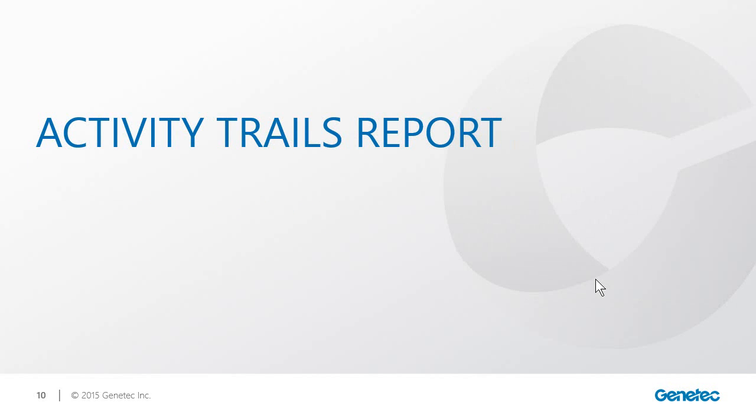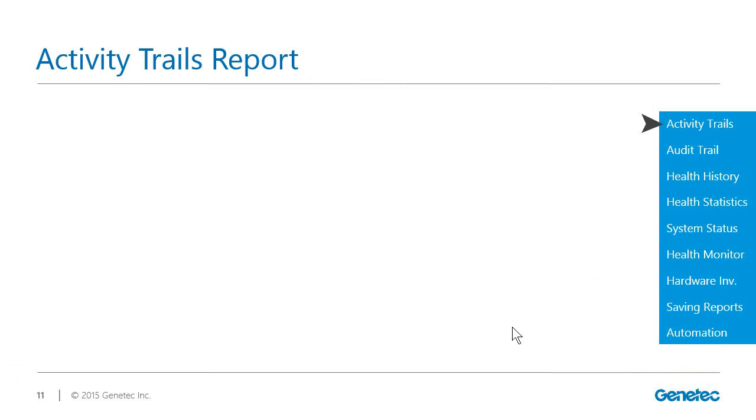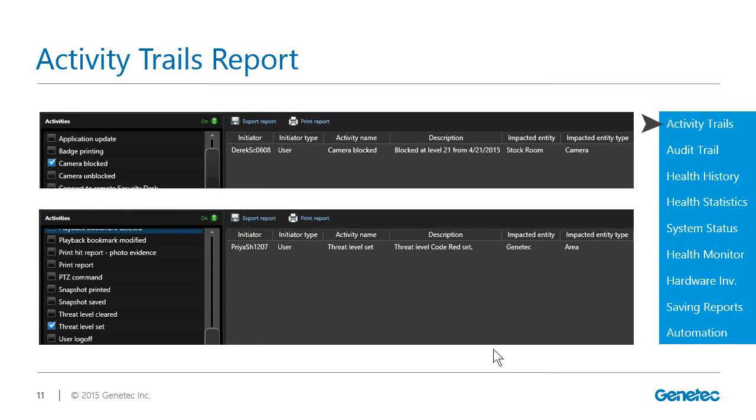Let's start out by taking a look at the activity trail reporting task and see what kind of information it can give us. When we run the activity trail report, we're basically looking for anything a user might have done in their day-to-day activities and any way they're interacting with the Security Center entities. This can be related to any kind of task, including video, access control, LPR, and core functionality as well. So for example, we could see if someone blocked a camera, or if they've set a threat level on a particular area.